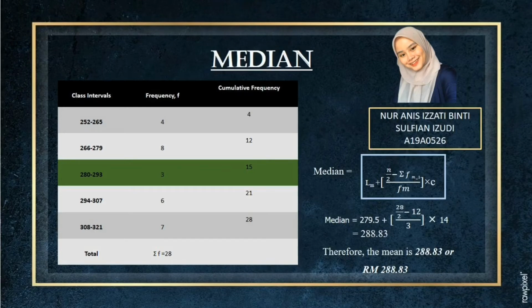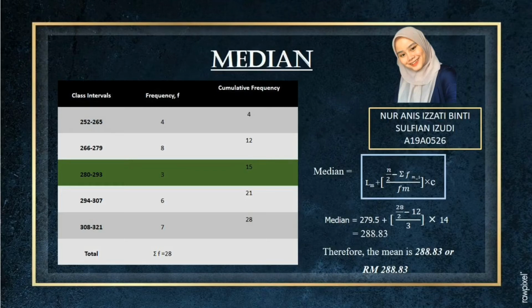For the median, you need to find the smallest number in the frequency cumulative column. After that, you need to highlight that row in the table. After you find it, you can move to the formula. The formula of median is Lm plus bracket n divided by 2 minus total Fm, divided by Fm, bracket, multiply C. To find Lm, you need to look at the class interval.